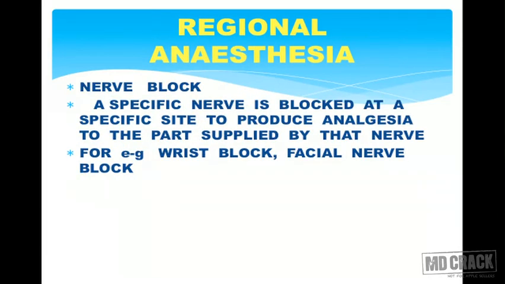Then regional anesthesia, the other form is nerve block. That is, a specific nerve is blocked at a specific site to produce analgesia to the parts supplied by that nerve. For example, wrist block, facial nerve block, trigeminal nerve block, and others.